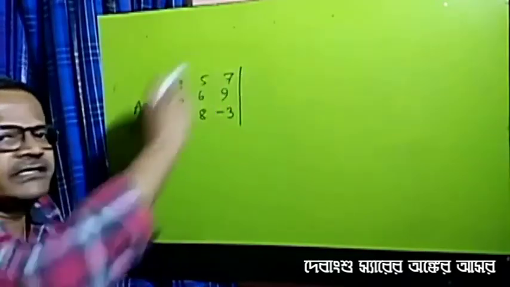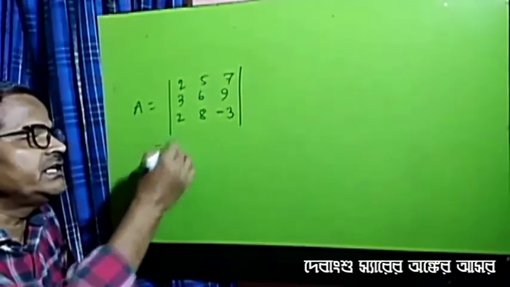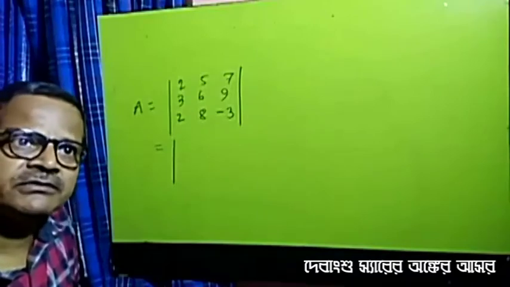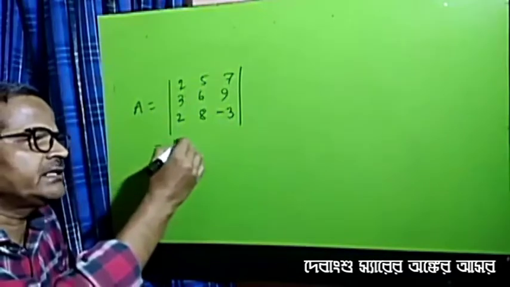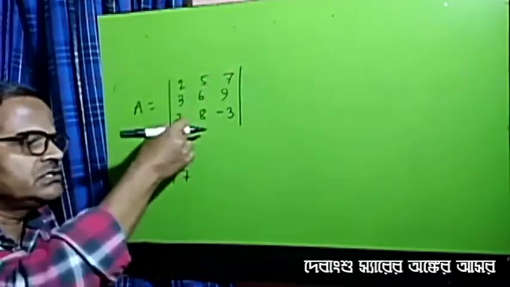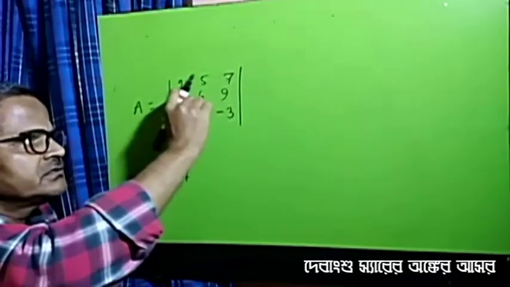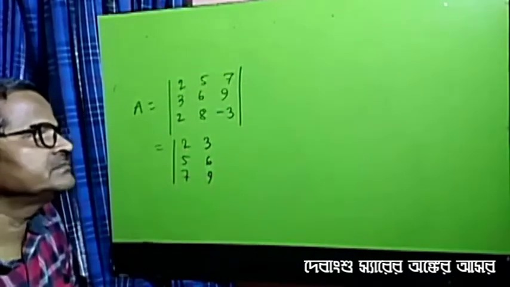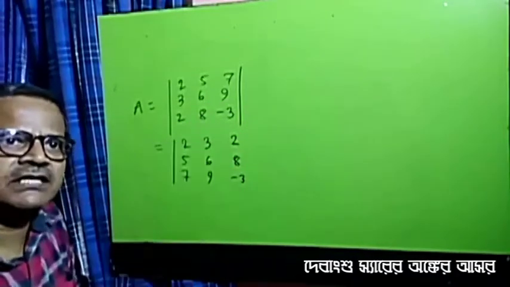Let A be a determinant. Now, we interchange the rows into columns and columns into rows. That is, the first row was 2 5 7. We make 2 5 7 the first column. The first row is converted to first column. Second row, 3 6 9, becomes second column. Third row, 2 8 minus 3, becomes third column.